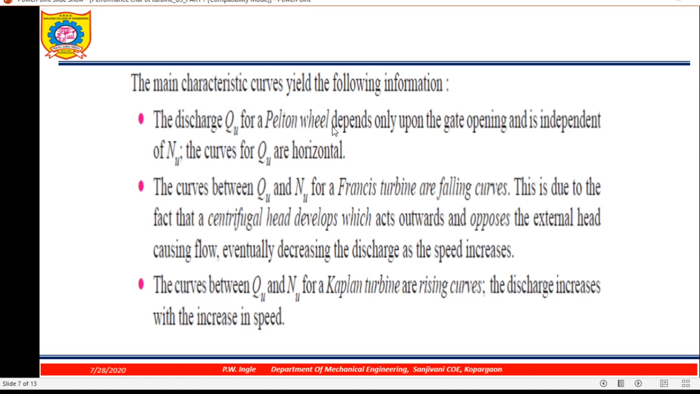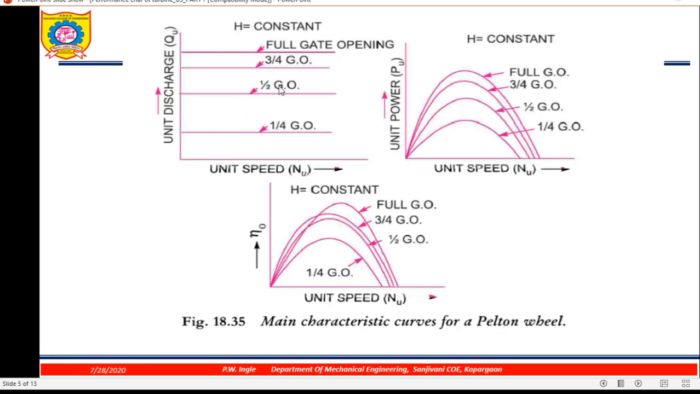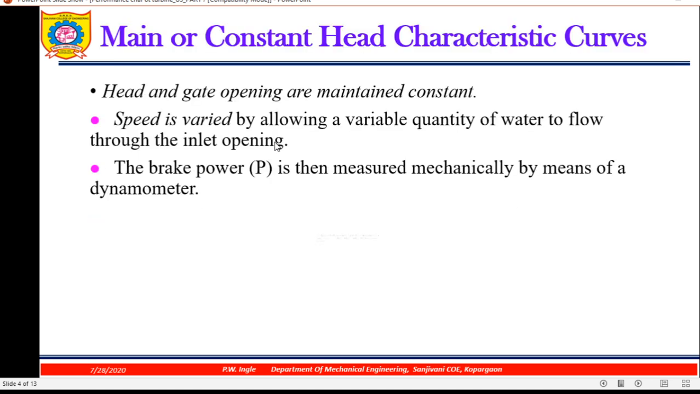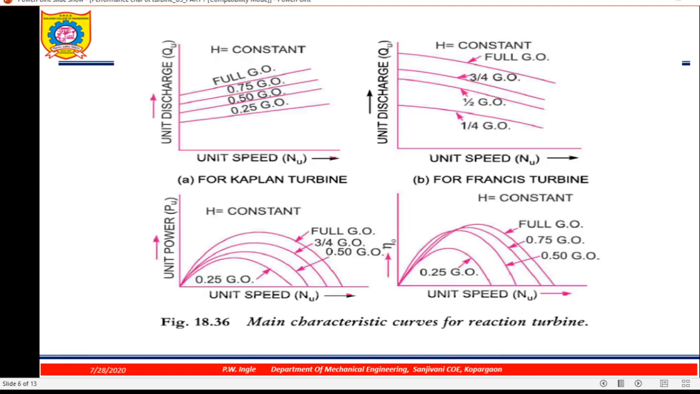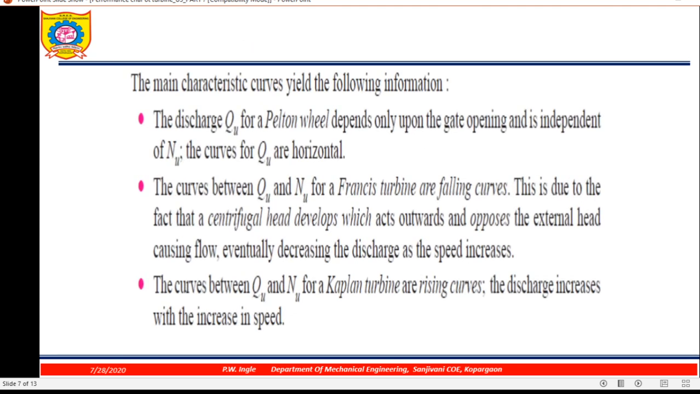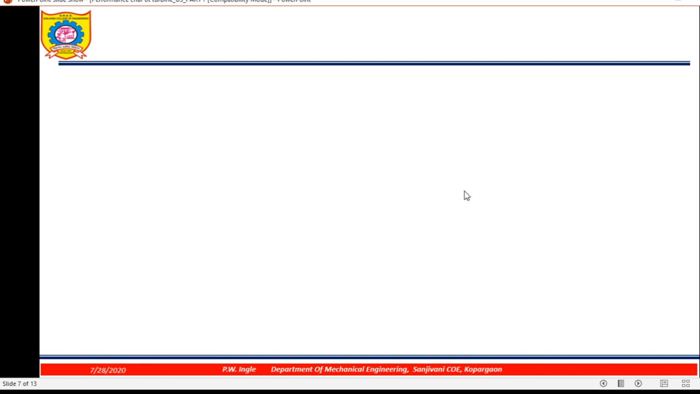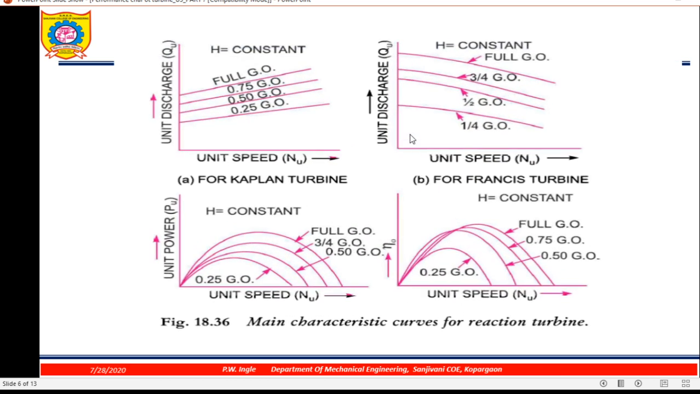Number one, Qu for the Pelton turbine depends upon gate opening and is independent of speed. So here it does not depend on speed. Even if speed increases, you see here it is a straight line. So these depend on gate opening. The next statement is that the curves for Francis turbines are falling curves. You see here for the Francis turbine, the curves between unit speed and unit discharge are falling curves.